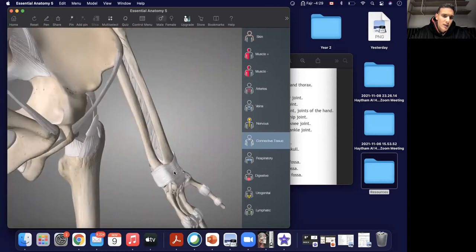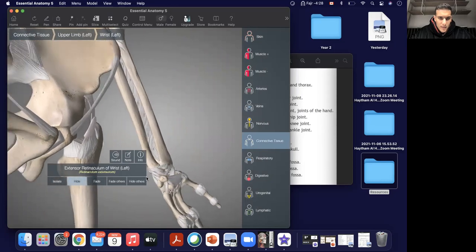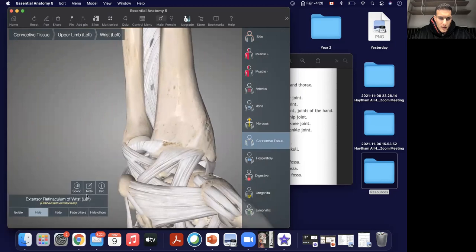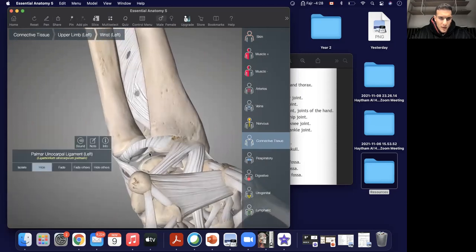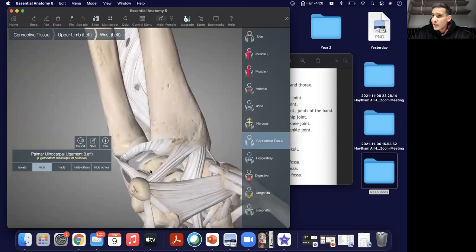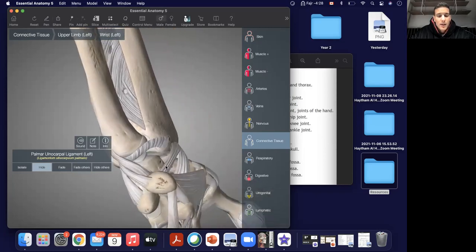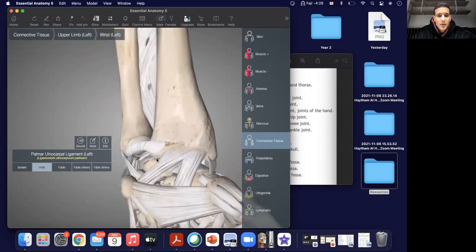I don't know if you can see it. There, that's the articular disc. Okay, that's the articular disc between the ulna and the triquetrum. Yes, triquetrum. Okay, and the ulna does not articulate directly with the carpals, unlike the radius.